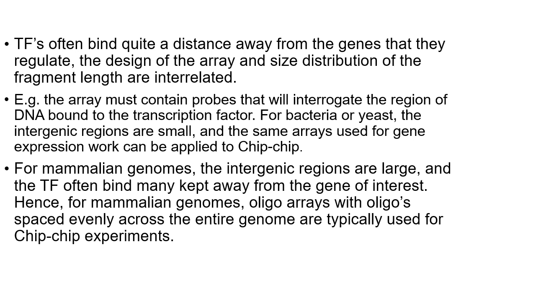For bacteria or yeast, the intergenic regions are small, and the same arrays used for gene expression work can be applied to ChIP-chip. For mammalian genomes, the intergenic regions are large and the transcription factor often binds many kilobases away from the gene of interest. Hence, for mammalian genomes, oligoarrays with oligos spaced evenly across the entire genome are typically used for ChIP-chip experiments.